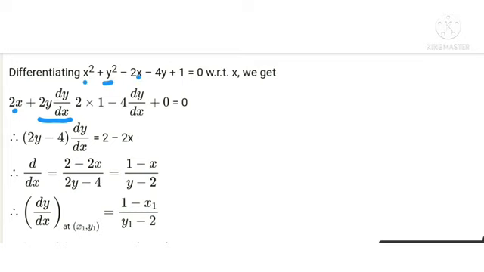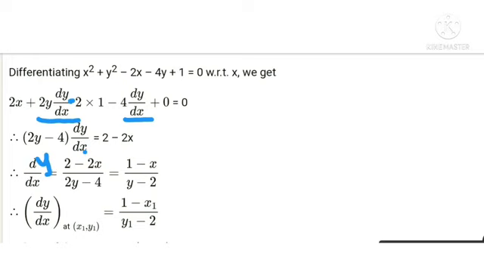Derivative of 2x is 2 into 1. Okay, derivative of 4y is 4 into dy by dx, plus derivative of 1 is 0. So you collect the dy by dx terms. Here the minus sign is there. What is common here? dy by dx is common. (2y minus 4) into dy by dx is equal to 2 minus 2x. So we get dy by dx is equal to (2 minus 2x) upon (2y minus 4).